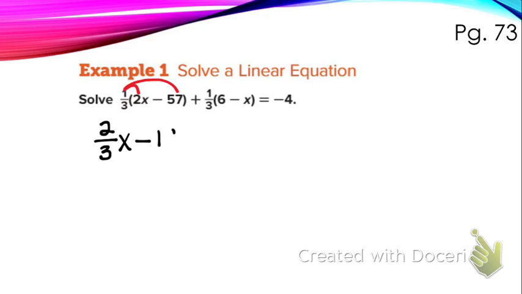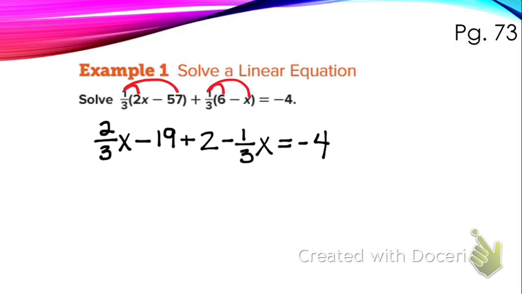Who got 19? All right, now we're going to do the same thing with the second parentheses. It also has a 1/3. Multiply 1/3 times 6. So 1/3 times 6 is 2. And then you're going to take the 1/3 times negative x, which is negative 1/3 x. And that equals negative 4.